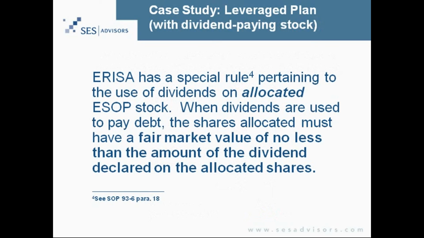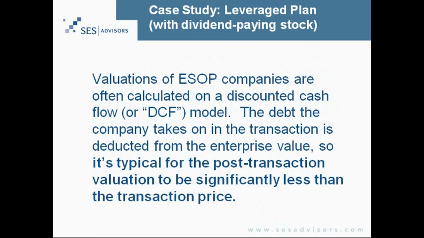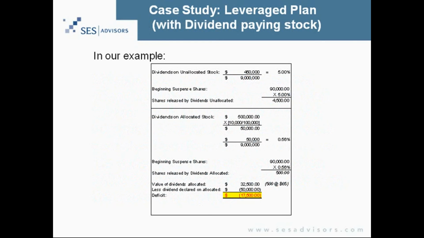We're going to see the value of the shares less than the value of the dividend declared, which was $50,000 in our example. And of course, we talked about this already. With a DCF model, typical valuation or similar methods, the debt's deducted, and typically we see a post-transaction value less than the transaction price. In this example, it's no different.